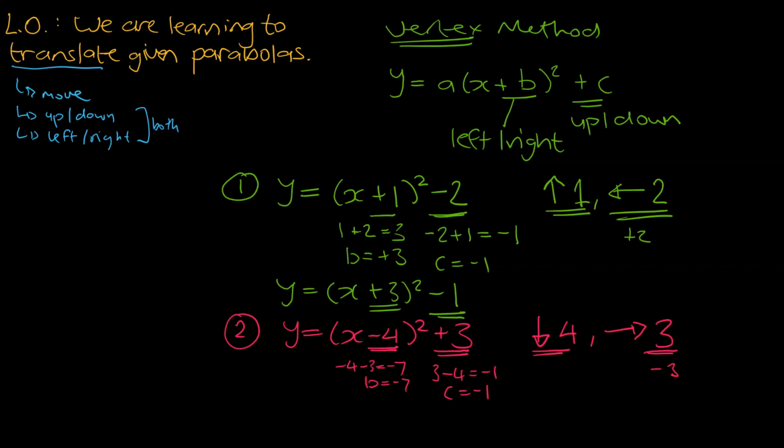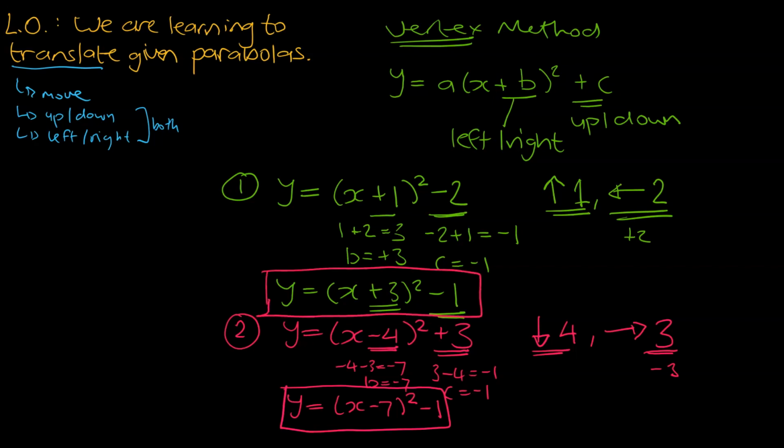And what we can do then is we can write our final translated parabola. So y is going to be equal to x minus 7 squared minus 1. And just over there, we've got our final formula. And there was the one from the first example as well. So hopefully this makes sense. What we're doing is we're thinking about how the translation instructions, which is the movement up or down and left and right, how they impact the b and the c in our equations.